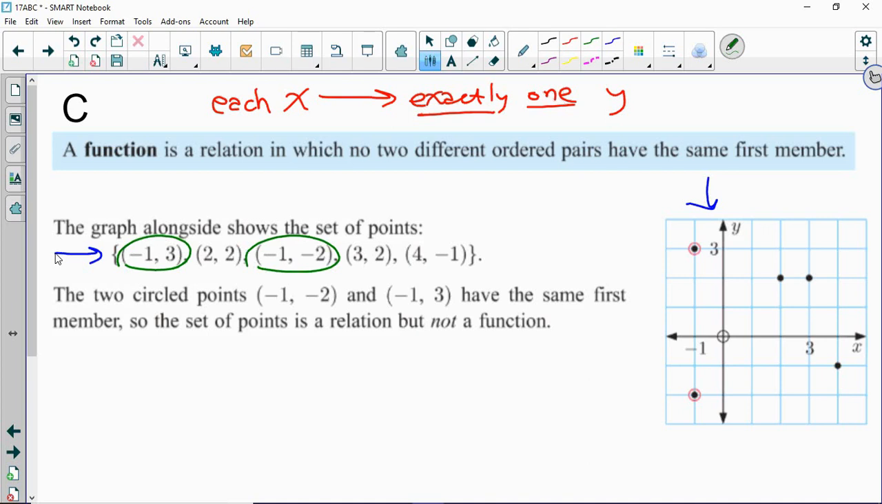That means that the relation that we're looking at in this problem is not a function. That's okay. It's still a relation. We can still answer questions about it, like what's its domain and range? What is its domain and range?